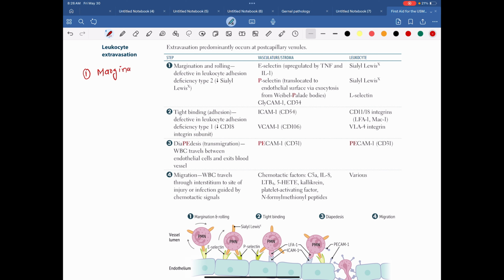The first step is margination. So if they ask a question from you like the neutrophil arrival and function, what is the first step? The first step is margination. Then they will ask from you how this margination is going to occur.